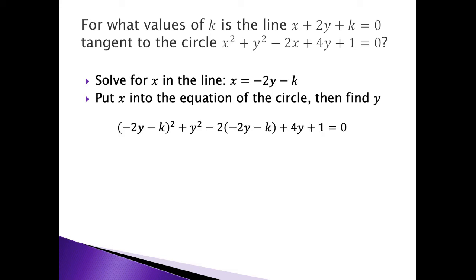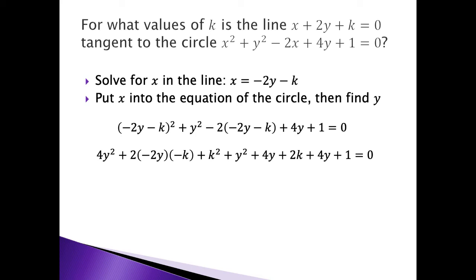So we have (minus 2y minus k) squared plus y squared minus 2(minus 2y minus k) plus 4y plus 1 equals 0. Multiplying things out, we have 4y squared plus 4yk plus y squared plus k squared plus 4y plus 2k plus 4y plus 1 equals 0. That simplifies to 5y squared plus 4ky plus k squared plus 8y plus 2k plus 1 equals 0.